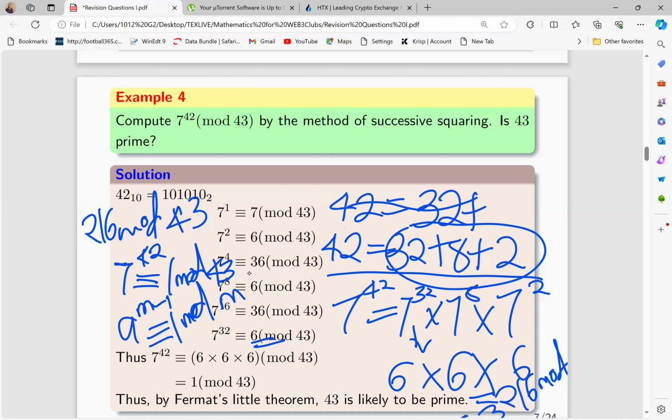This was 36. 36 divided by 43, what do you get? There are 0 times. What's the remainder? Write the remainder. It's the same 36.